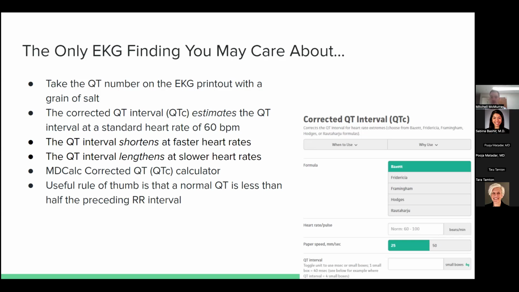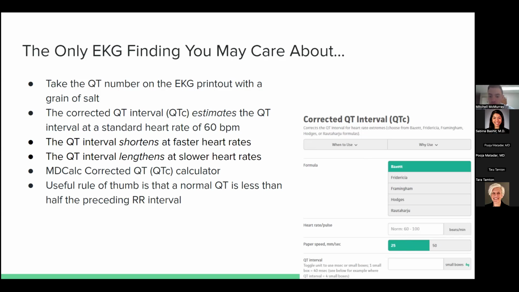I frequently calculate my own QTC interval if I'm suspicious that the EKG printout is wrong. As for many things, there's a calculator for this on MD Calc that I use. This is a screenshot of what it looks like. You always want your paper speed to be 25, by the way, so that's standardized. Then you can put the heart rate in there, and choose any one of these formulas. I just keep it on the top one.